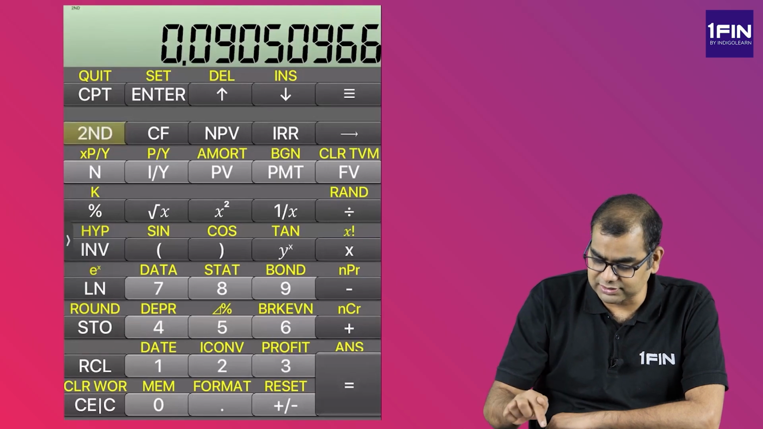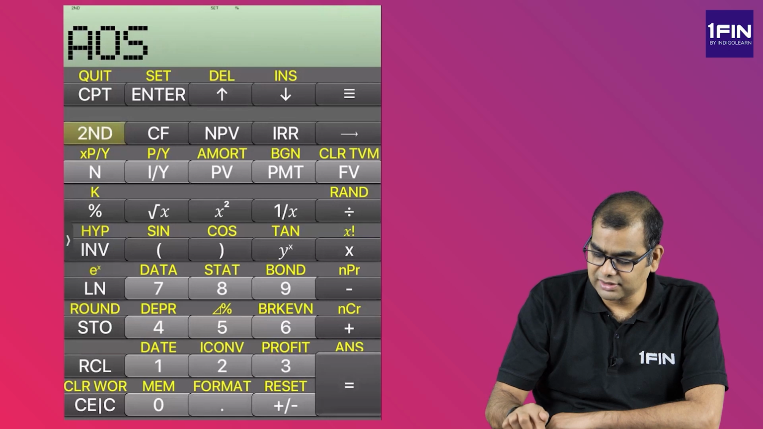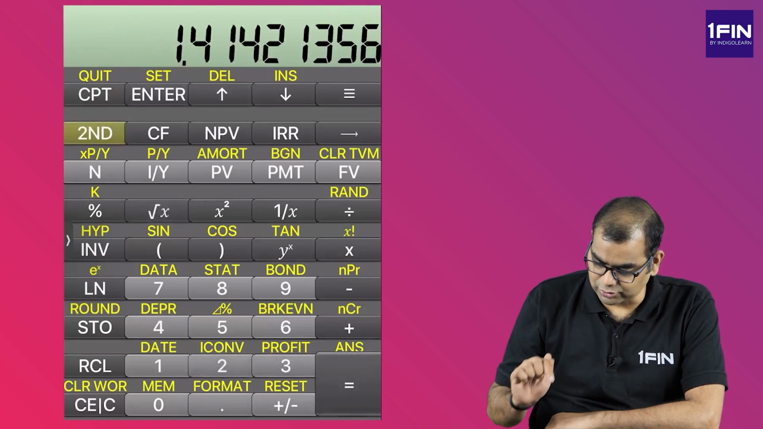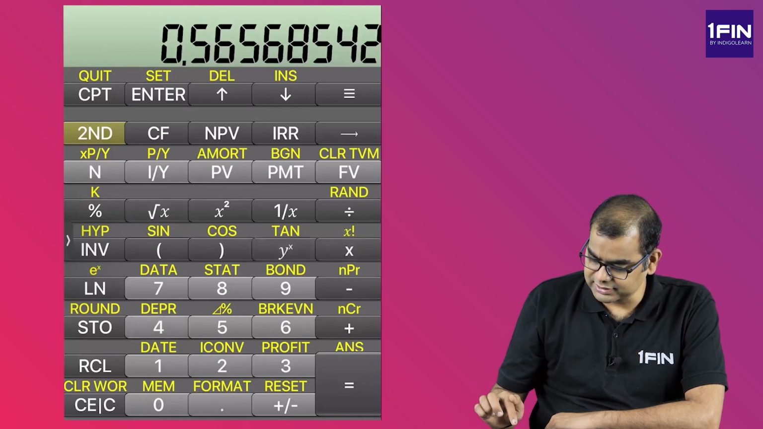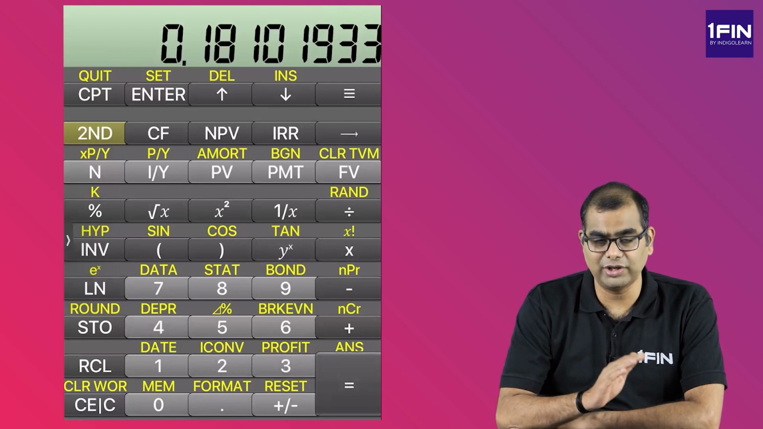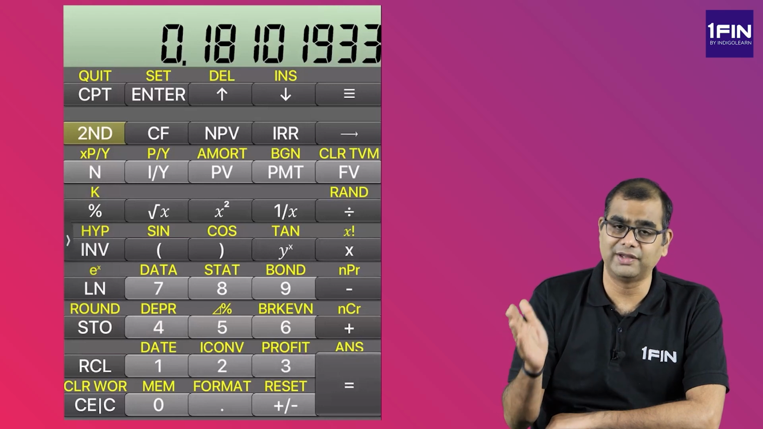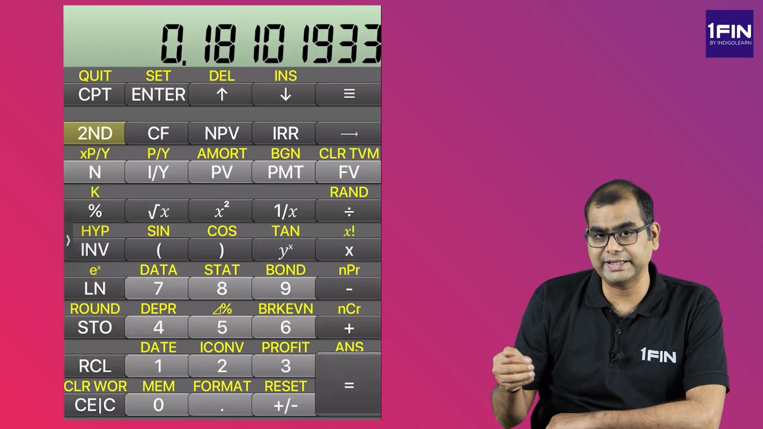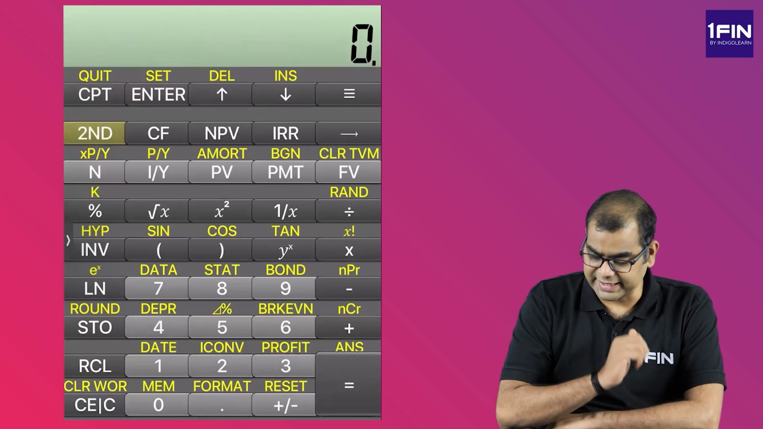Had it been CHN, chain, how would it appear? 2 square root into 0.4 y power x 3. You get a very, very different answer. So if you put chain, it will follow the order in which you have given information. If you put AOS, it will follow the Bodmas rule, which is why it is better to keep everything in AOS. So this is the next aspect.